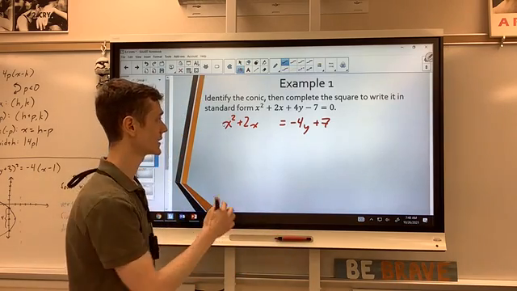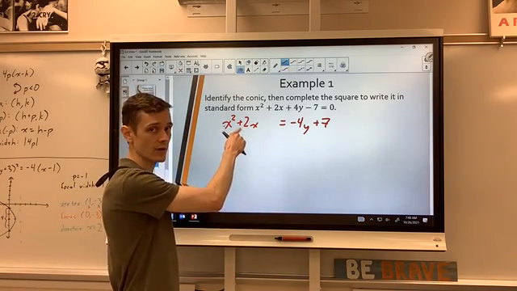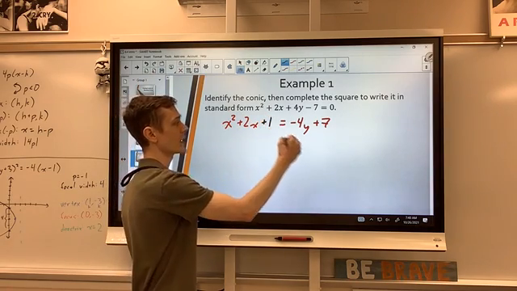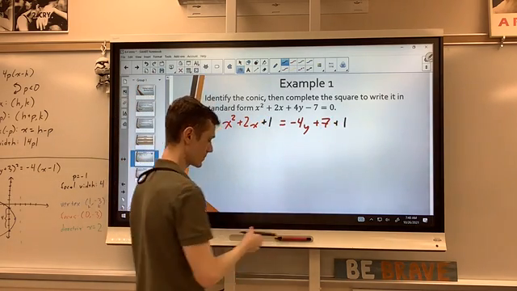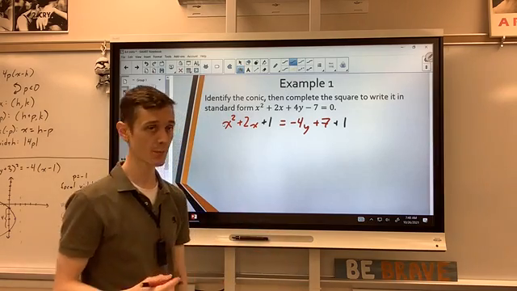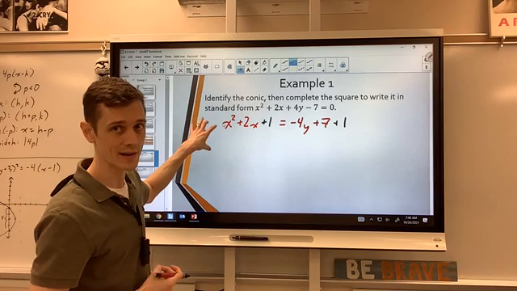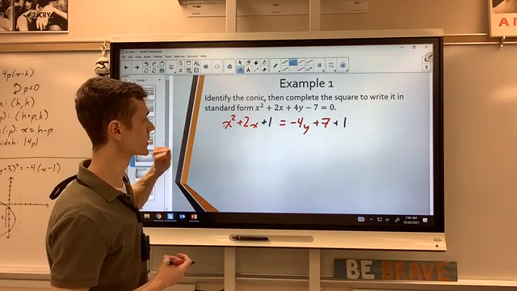So I'm going to use a different color to indicate that I'm taking half of this middle number, which is 1, and then I'm squaring it. We add that number to both sides of the equation. So that's the completing the square step. I did not have a number on my x squared to factor out, so I didn't have to worry about any of the complications yet. That'll come up on a later example.